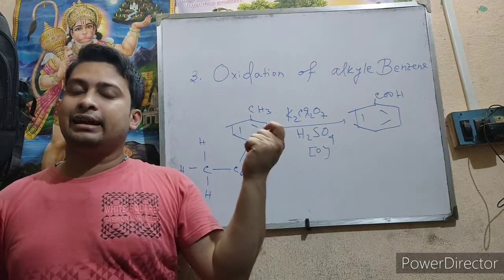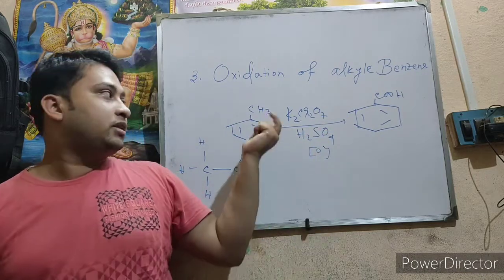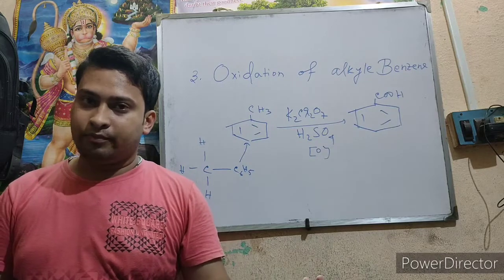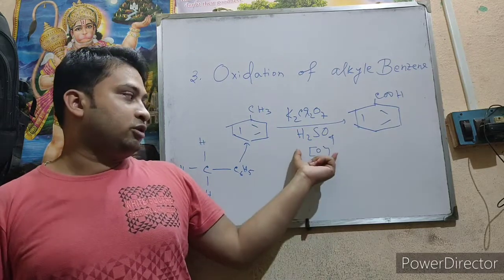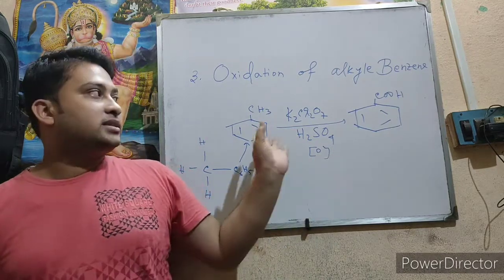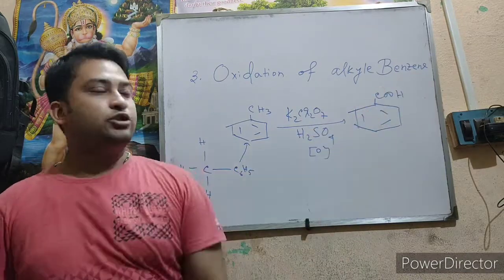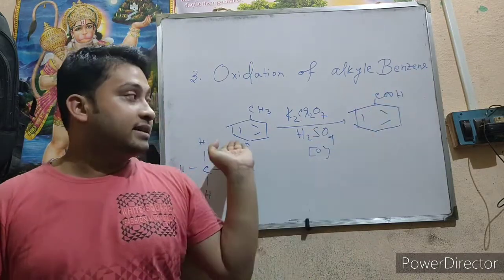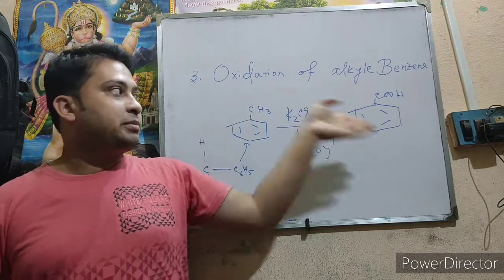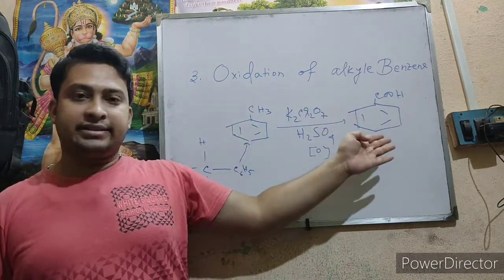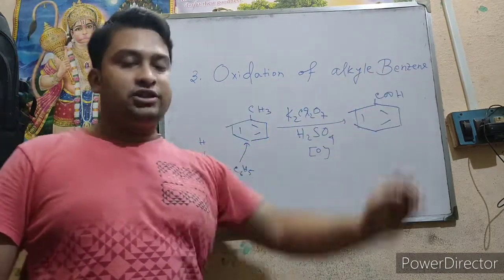You use just a good oxidizing agent, that is K2Cr2O7 and H2SO4. Then you can use German oxygen. So from this you can get this benzoic acid. This is called benzoic acid and this is toluene. So this is a preparation method from toluene to benzoic acid through the oxidation of alkyl benzene.